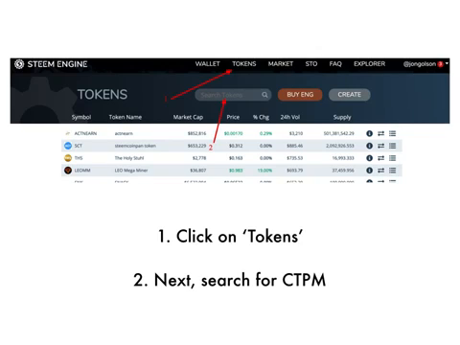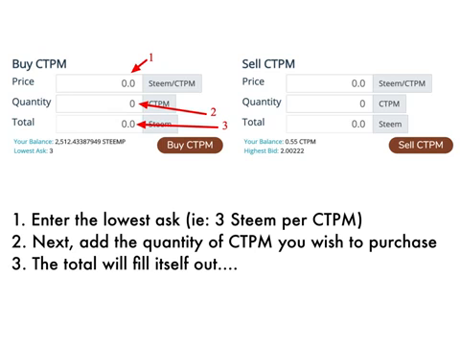After you log into Steem Engine, you're going to click on tokens. Next, you want to search for CTPM. In the search box provided, all you do is type CTPM, and then the trading page for CTPM will show up. And in the middle of the page, you'll see buy CTPM and sell CTPM. You can buy CTPM and sell it at any time you want, but we're going to just discuss buying it. So we're going to go through each step here. Number one is you're going to enter the lowest ask. When I'm doing this video, the current ask price for CTPM is 3 Steem. So that's the lowest ask. You just put 3 inside of price.